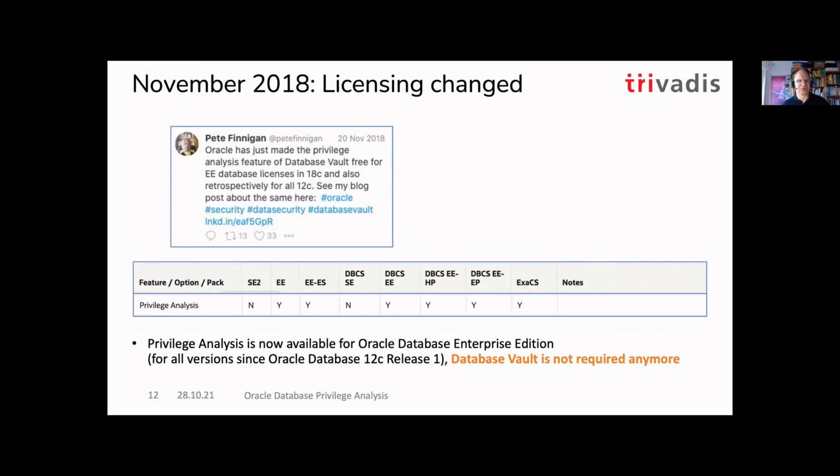But almost 3 years ago, Oracle changed licensing. Pete Finnegan, one of the security experts, tweeted on that. And when you check the license information, you simply need the Enterprise Edition. And this license change was backported back to 12c release 1. And you need Enterprise Edition.